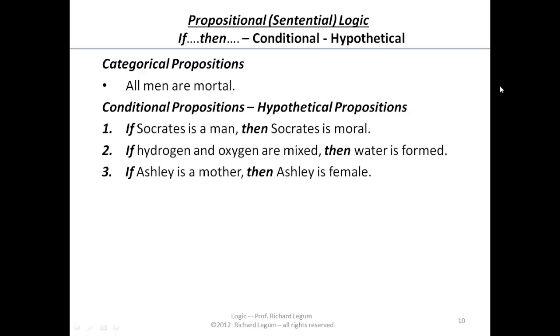If Ashley is a mother, then Ashley is female. Does that imply that Ashley is female? And I picked Ashley on purpose because Ashley is a name that is used both for men and women in the United States, or at least it had been. Does that say Ashley is a female? No, it just said if Ashley is a mother, then Ashley is a female. That's true even if Ashley is a guy.